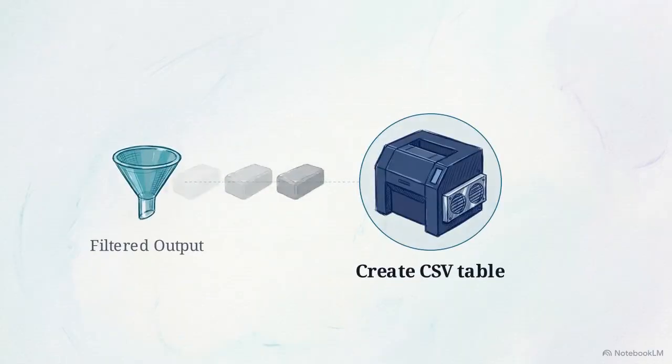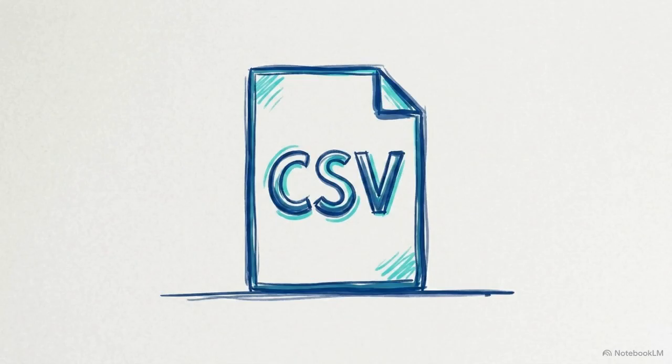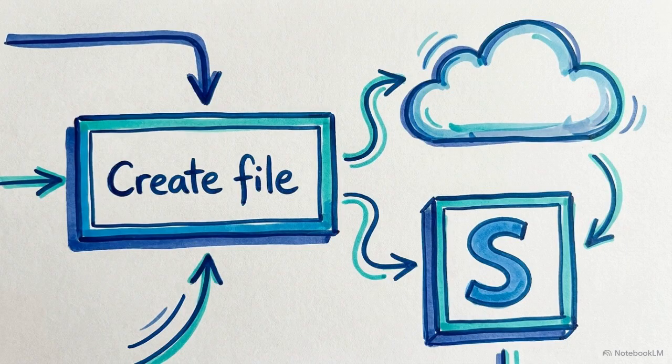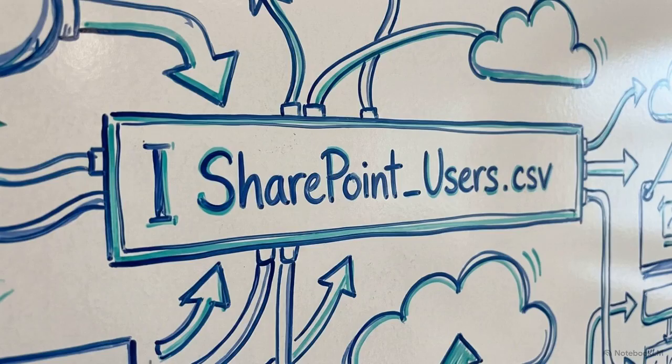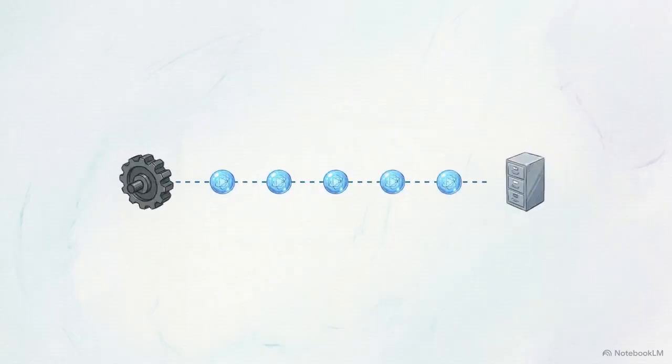Now that the data is sanitized, add a Create CSV Table action to convert the array into a standard document format. Add a Create File action, targeting your preferred cloud storage, such as OneDrive or a SharePoint document library. Choose your destination folder and set the file name to SharePoint-users.csv. In the File Content parameter, insert the dynamic output from the CSV table step. This step completes the sequence, moving the data out of the automation engine and into a permanent, shareable document.